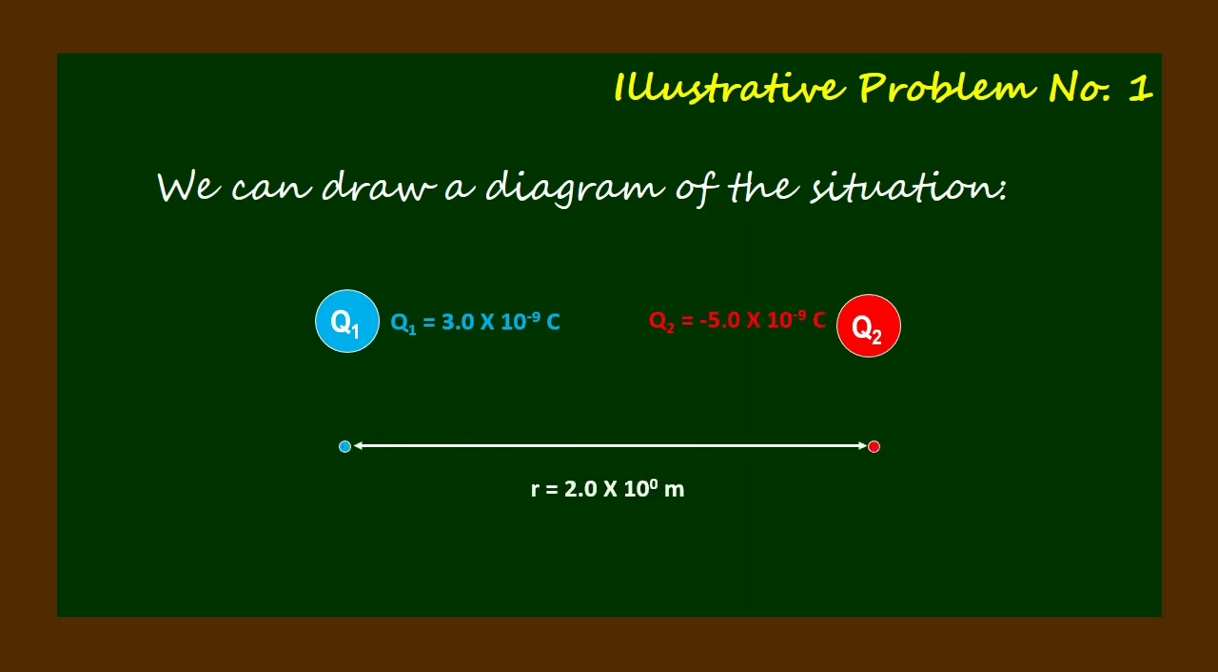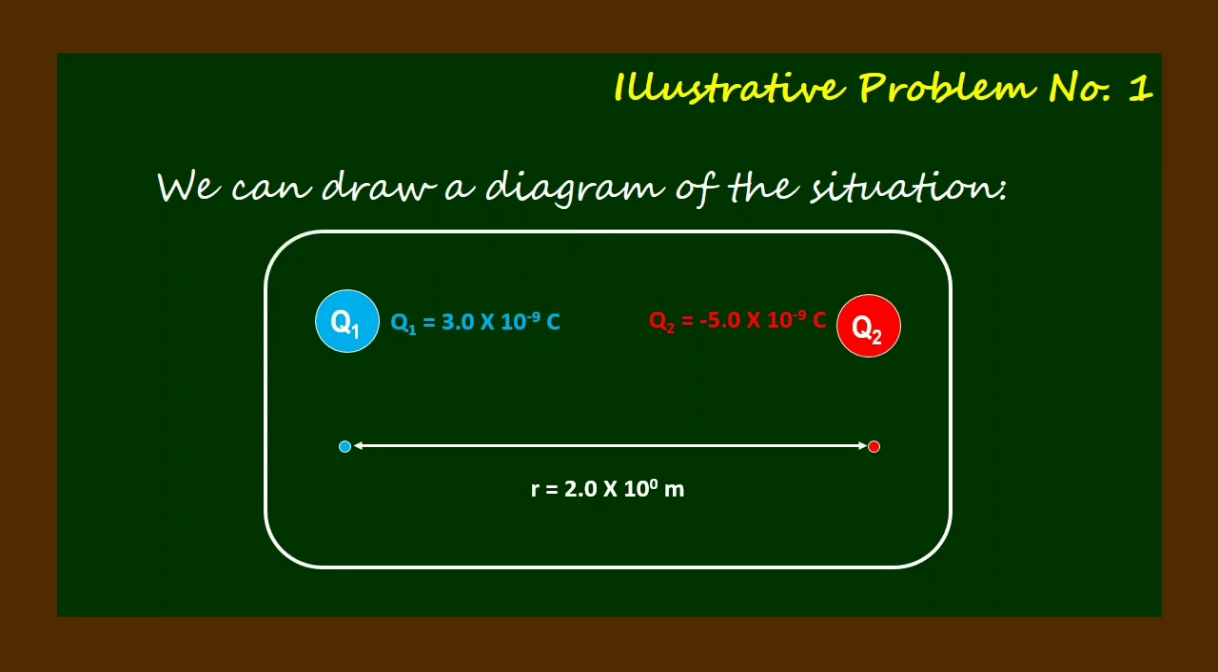Note that 1 nanocoulomb equals 1 times 10 to the negative 9 coulomb. We can draw a diagram of the situation. The positive charge Q1 is on the right. The negative charge Q2 is on the left. And the distance between the two charges is 2 meters.